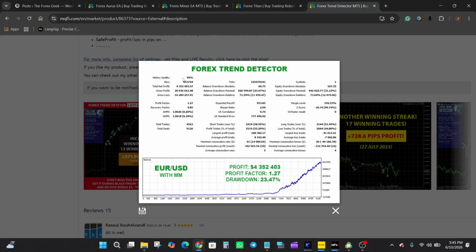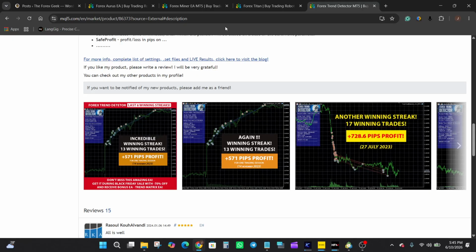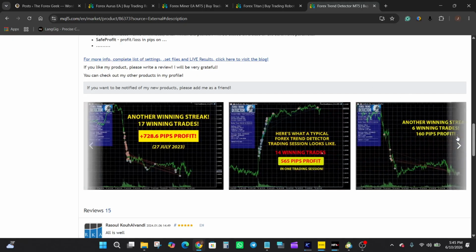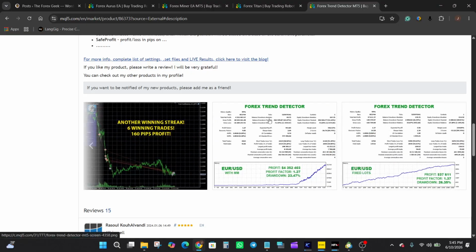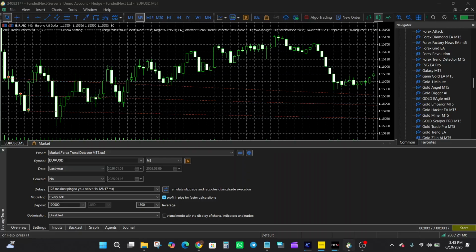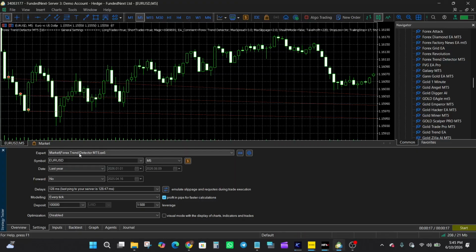I'm looking for the initial deposit. Seems like it was not added here. All right. Anyways, let's just head over to our strategy tester so that we can test the EA using 2026 market conditions. So let's head over to the strategy tester. We are testing the Forex Trend Detector Expert Advisor on Euro USD on the M5 time frame, and we are testing it from the beginning of this year, 1st January 2026 till date.